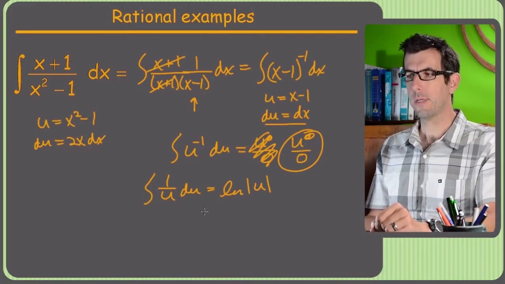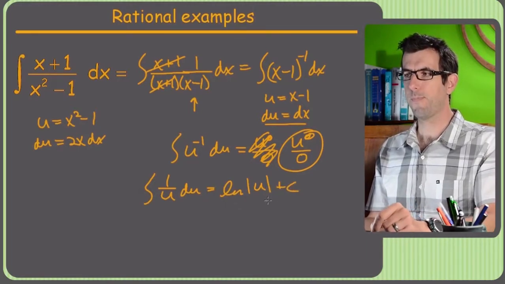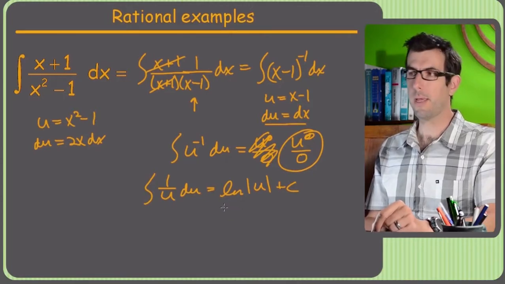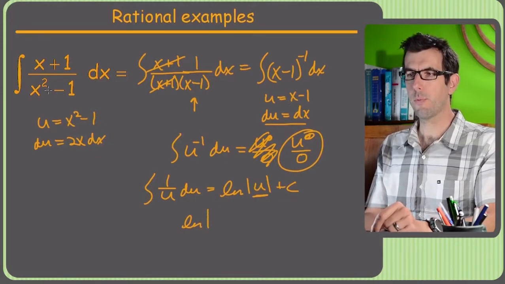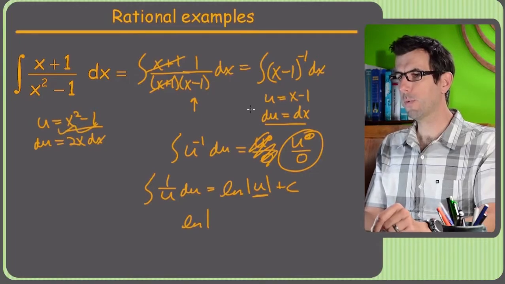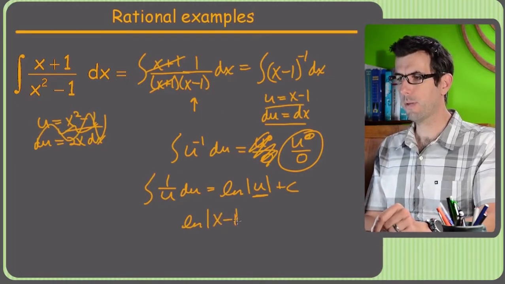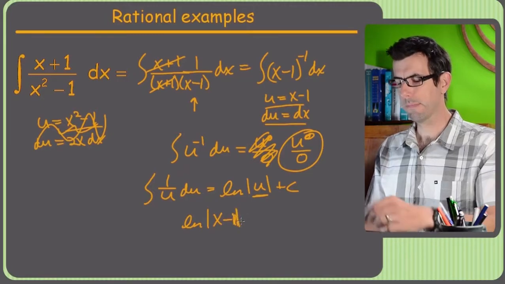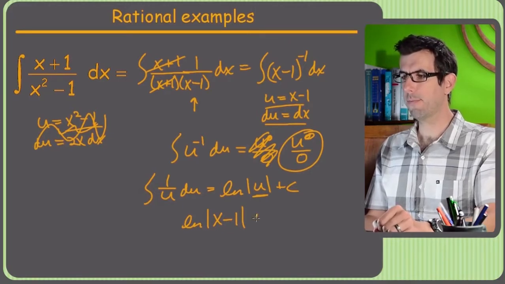So what we actually get is natural log of u, plus c of course. And at this point we can substitute back in for u. So replace the u with what it was, which is not x squared minus 1, that's the one we did not use. We want this one, x minus 1. Boy, I managed to make that pretty messy. Natural log of the absolute value of x minus 1, plus c.